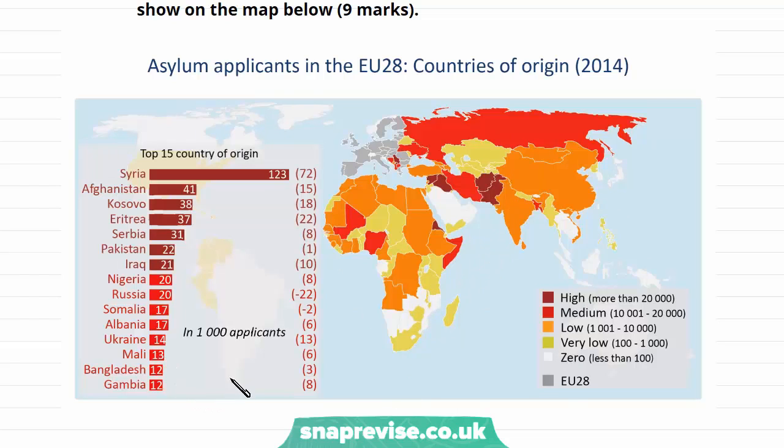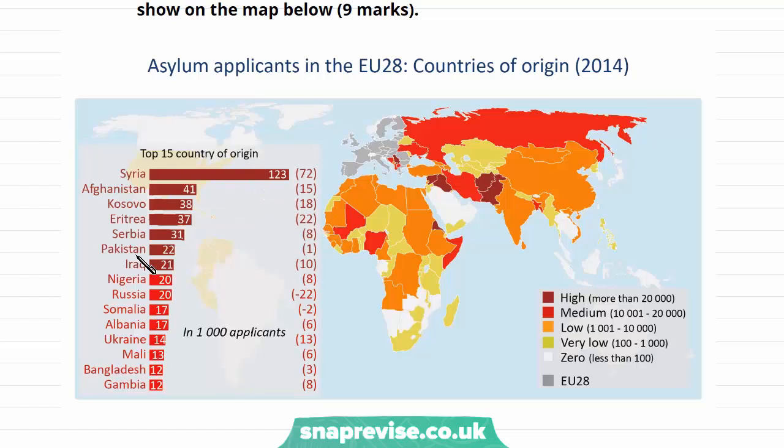South America and North America have not been included in this map, and it tells us some of the top 15 countries of origin of asylum seekers, with Syria up at the top. And as we know, this is because of the civil war in Syria.